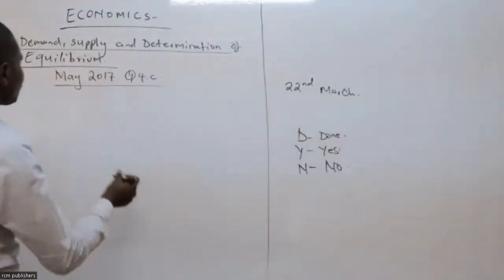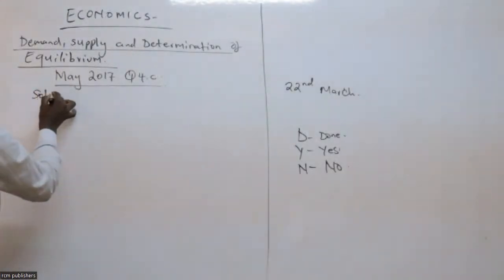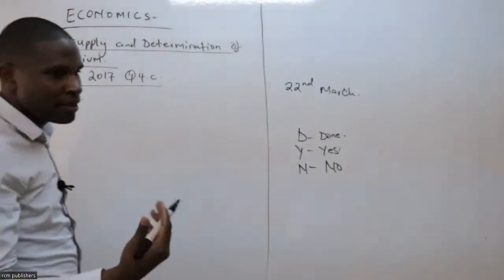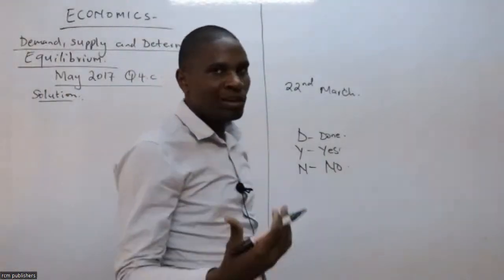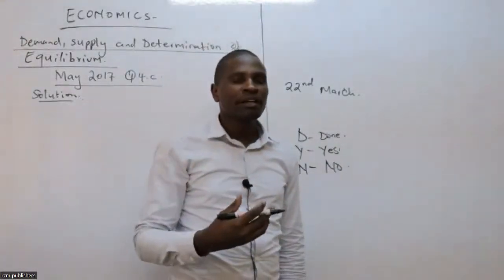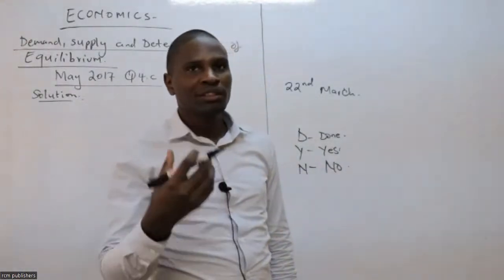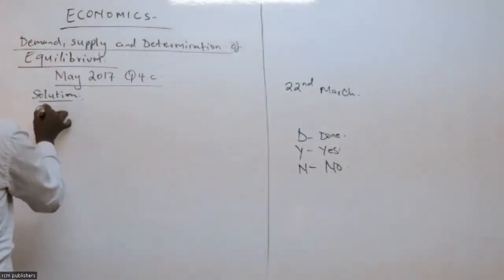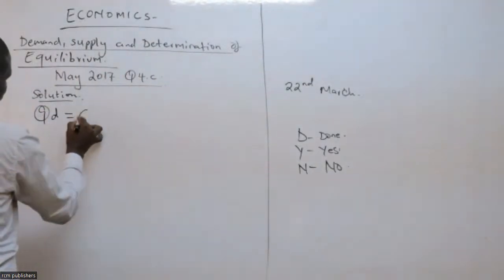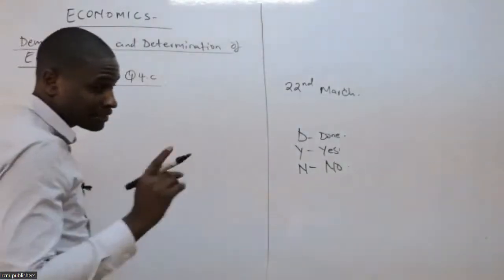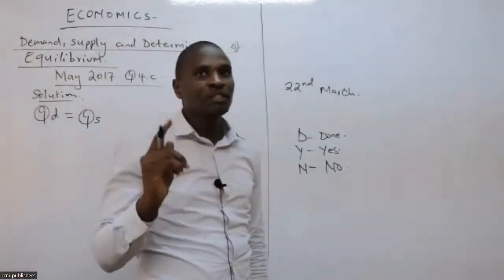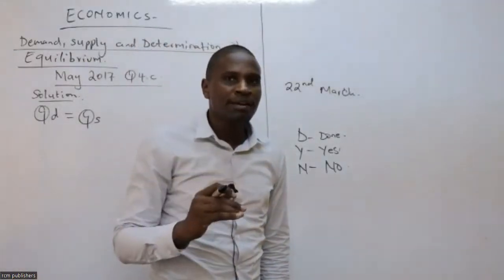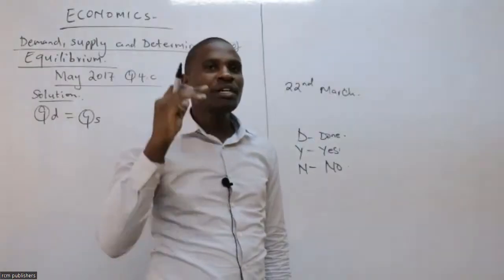Solution. Having in mind that at equilibrium, the quantity demanded is equal to the quantity supplied. Please note that at equilibrium, quantity demanded is equivalent to quantity supplied.